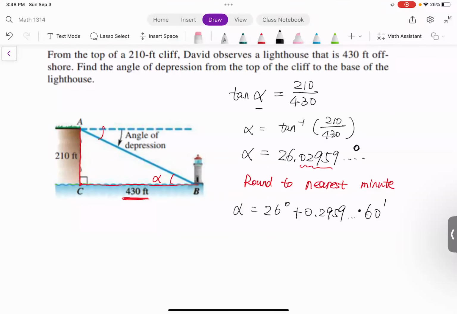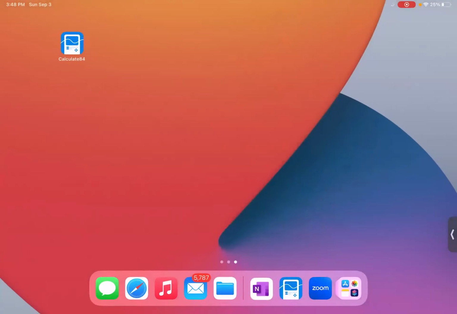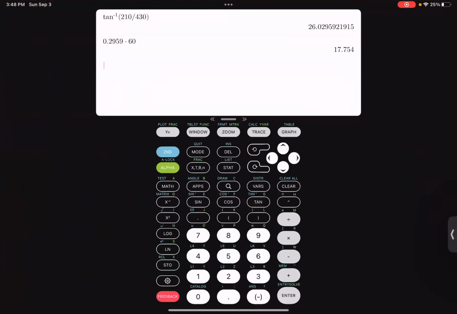Oh, I got a mistake here. You know where it is? You see, this is 0.2959, then I separate the 26 and the digits. I must have a 0 here. Do not ignore this. You may make the same mistake. So my number must be 0.02959.